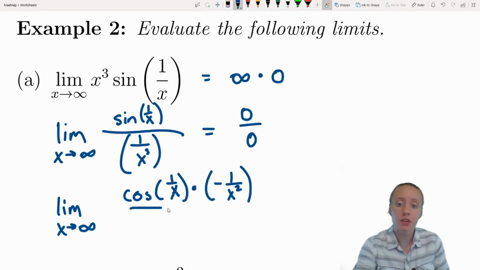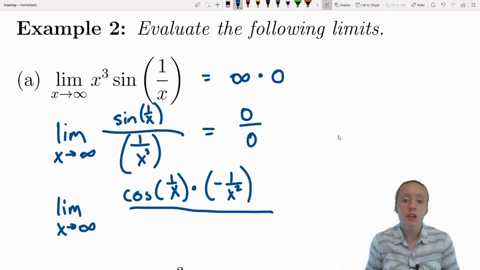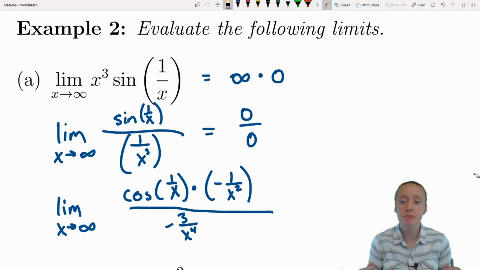And then I'm going to divide by my derivative of my denominator. What's the derivative of 1 over x cubed? It may be easier to think of as x to the negative 3. X to the negative 3, bring that exponent down in front, and then decrease it by 1. So this is going to be negative 3 x to the negative 4th, or negative 3 all over x to the 4th. Now looking at this, it seems a little messy.